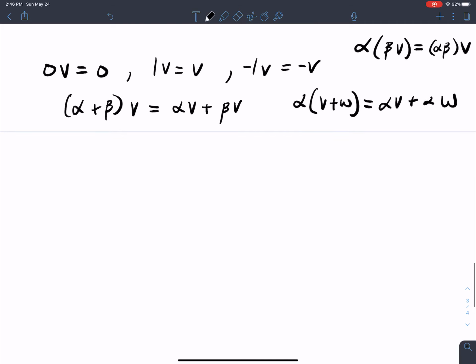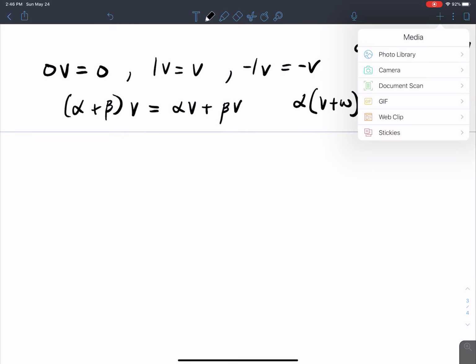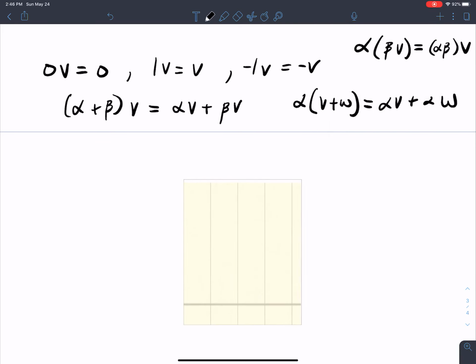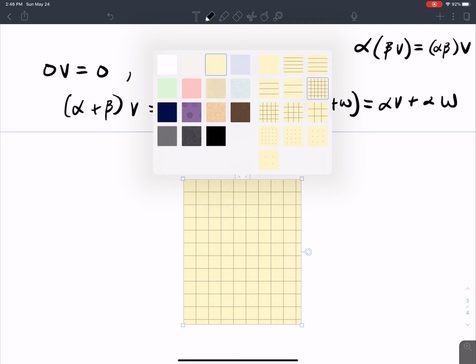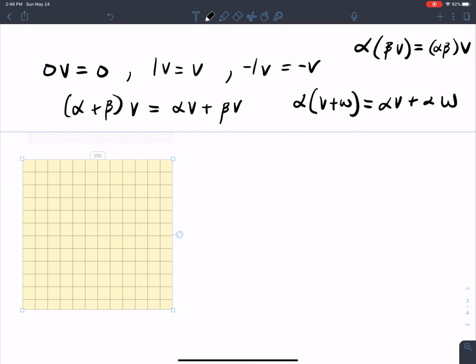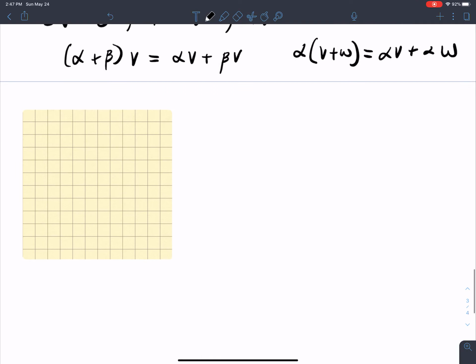So graphing vectors can be entertaining. So let's graph some vectors. Say we have a vector V, and we have a vector W, and we have a vector U.